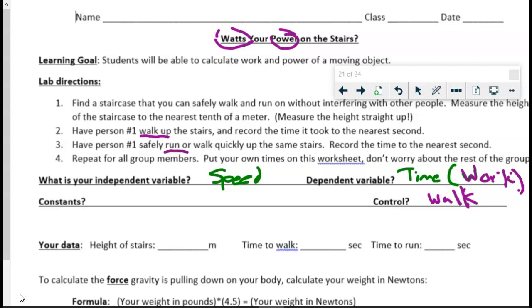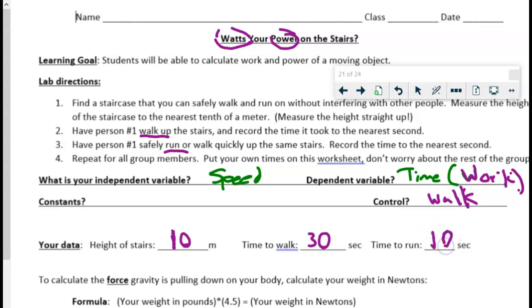Okay, so we went to the gym and we got our data. Now everybody's going to have different data. So I'm going to make up numbers. You should not copy my numbers. Don't copy my numbers, okay? I'm going to pretend my stair height is 10 meters. That is a ridiculously tall stair height for our gym, so don't copy that. I'm going to pretend that I walked it in 30 seconds and that I ran it in 10 seconds. Don't copy my data. It's not your data, okay?